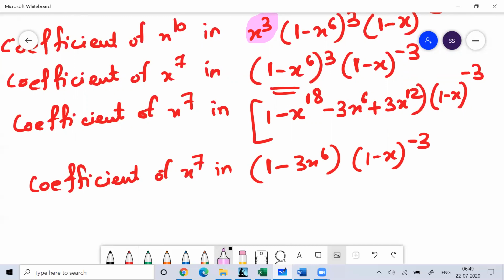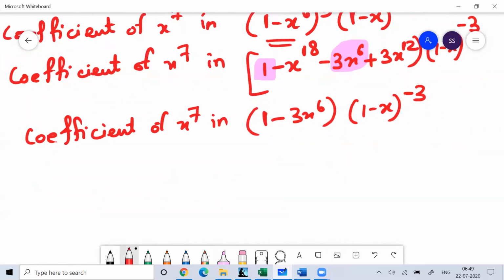Either it is 1, or it is minus 3 into x to the power 6, because any power which is greater than x to the power 7 is definitely not going to help me figure out the coefficient of x to the power 7 in that. So I hope you can understand this. Going further, I can solve this further.